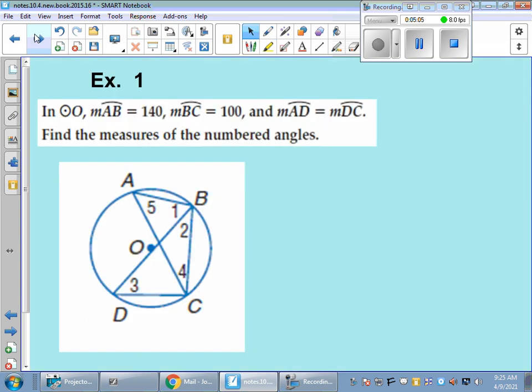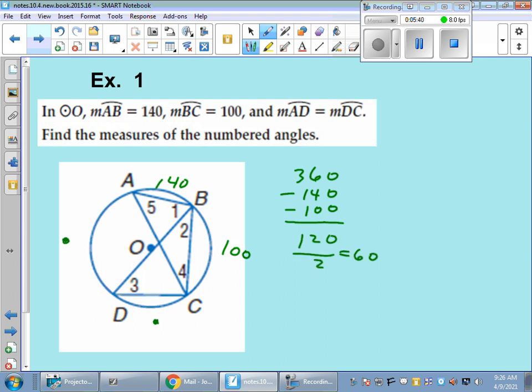All right, so taking a look at this one, I would start by plugging in the measures of all the arcs they give you. So this is 140. They give you that arc BC is 100. They give you that AD, and these two here are equal. So again, all the arcs are 360, so we're going to go 360 minus 140 minus 100. We subtract those two arcs, and that gives us 120. Then you have two equal parts, so you divide that by 2. So each arc is going to be 60.